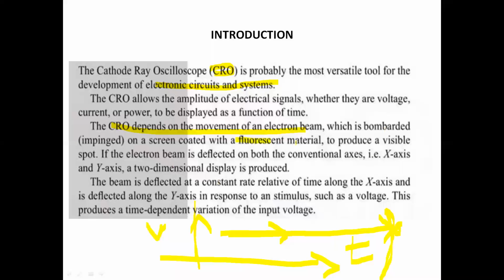That screen is coated with a fluorescent material to produce a visible spot.